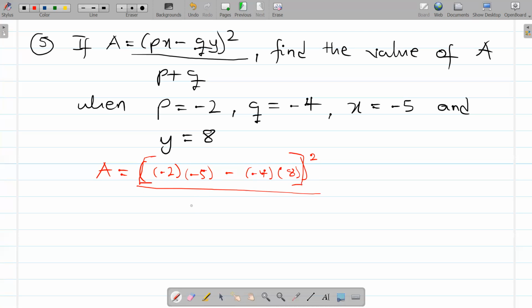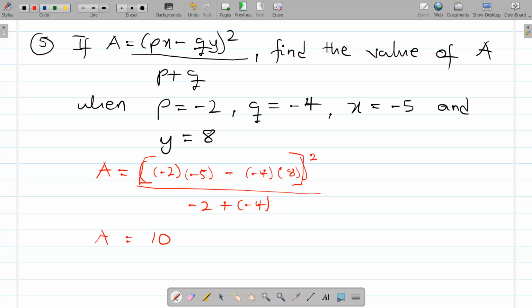So the p is what? Minus 2 in our case. Minus 2 plus minus 4, plus q, which is minus 4. So negative, what are we going to get? We got positive 16. Negative is what? Positive 2. Oh, okay. Positive 10.